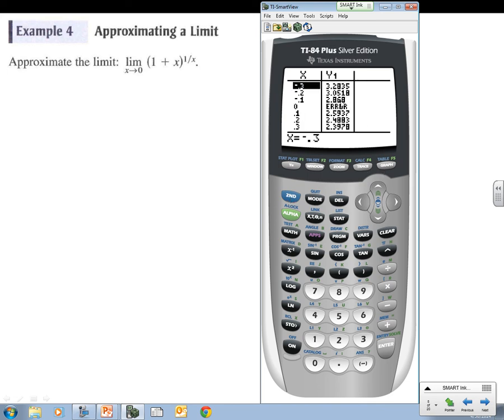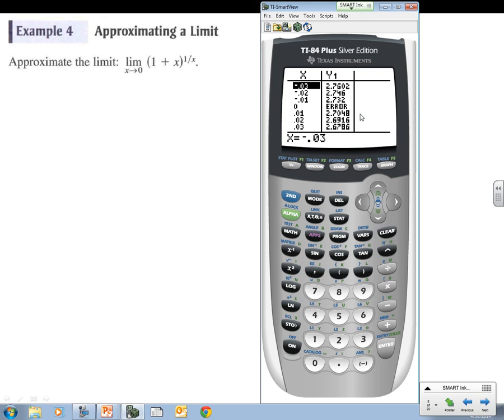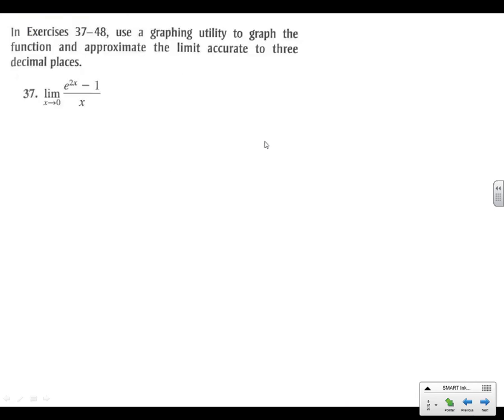It looks like we're zooming in on something between 2.6 and 2.8. I'm going to change my table set actually and get a little closer and see if we can get a better idea here. So it looks like 2.71 maybe, 2.72 is what we're going for here. I'd call it 2.72. All right, so that'd be our answer for example 4. So use the old trick from 12.1, use your table, and get a limit for 37.